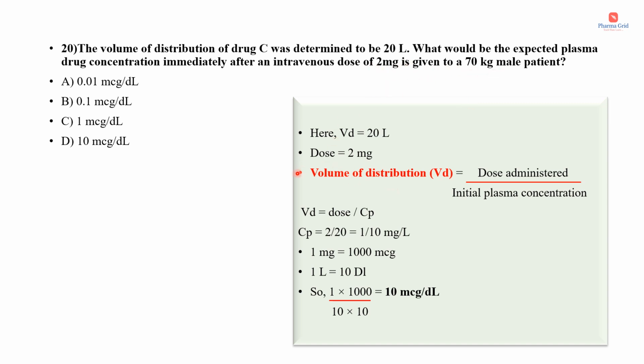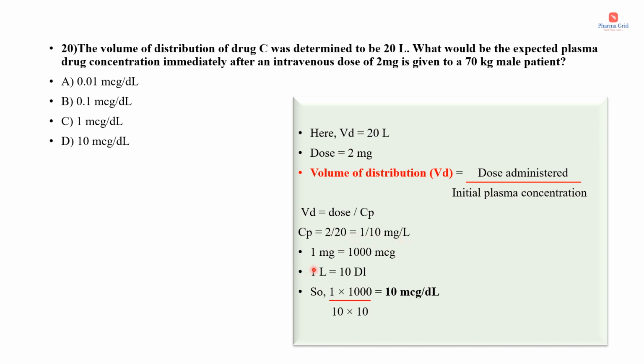So the equation to calculate the volume of distribution is VD is equal to dose administered divided by initial plasma drug concentration, or it can be denoted as VD is equal to dose by CP. CP is the initial plasma drug concentration, and here we need to calculate the value of CP. VD we already know, which is 20 liter, and dose is equal to 2 milligram. So CP is equal to 2 by 20. We will get it as 1 by 10 milligram per liter.